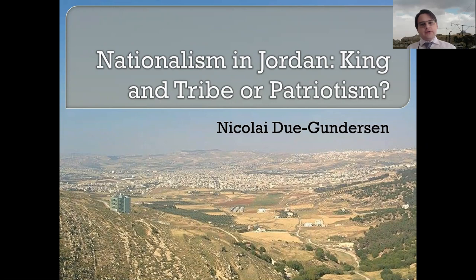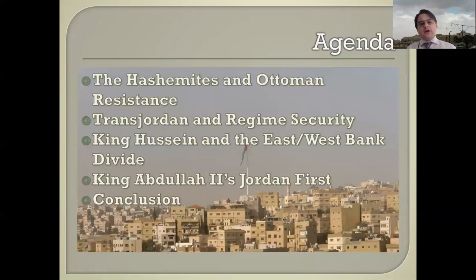And then we're also going to look at tribalism, which is at the core, I think, of the Jordanian national identity in a sense. So for today, this will be, if you like, the lead topic. And we will talk about the Hashemites and Ottoman resistance. We will then discuss Transjordan and regime security, so how tribes became bonded to the monarchy as well.